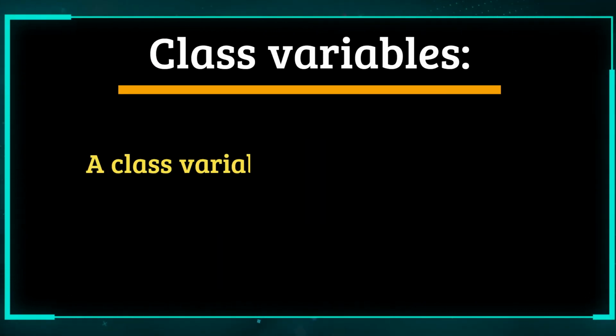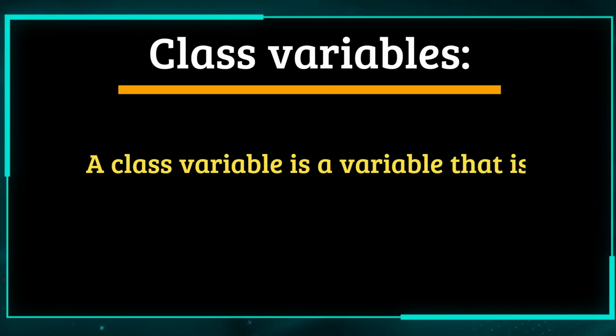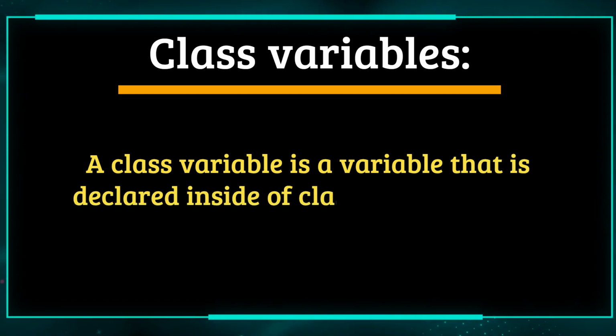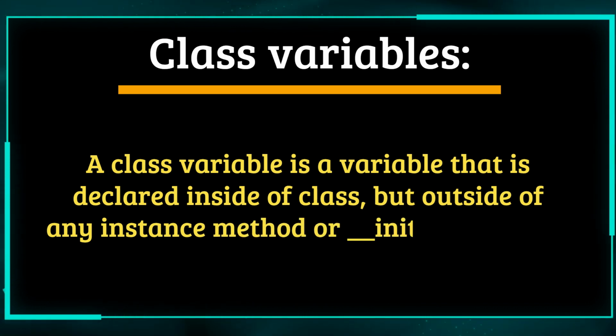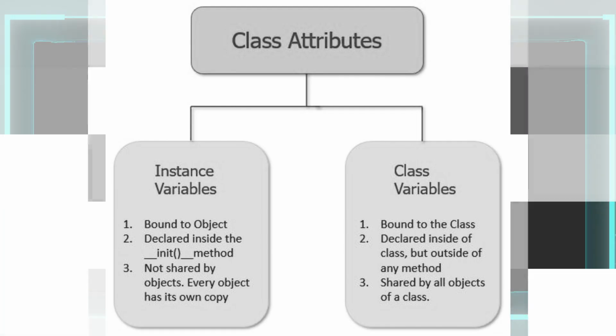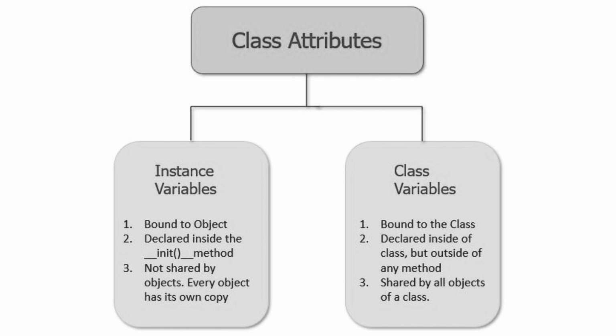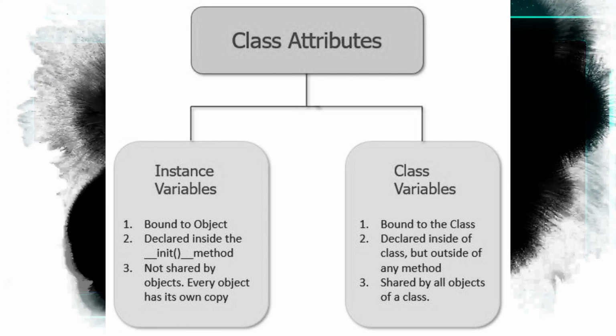A class variable is a variable that is declared inside of a class, but outside of any instance method or __init__ method. Here is the difference between class and instance variables in Python.